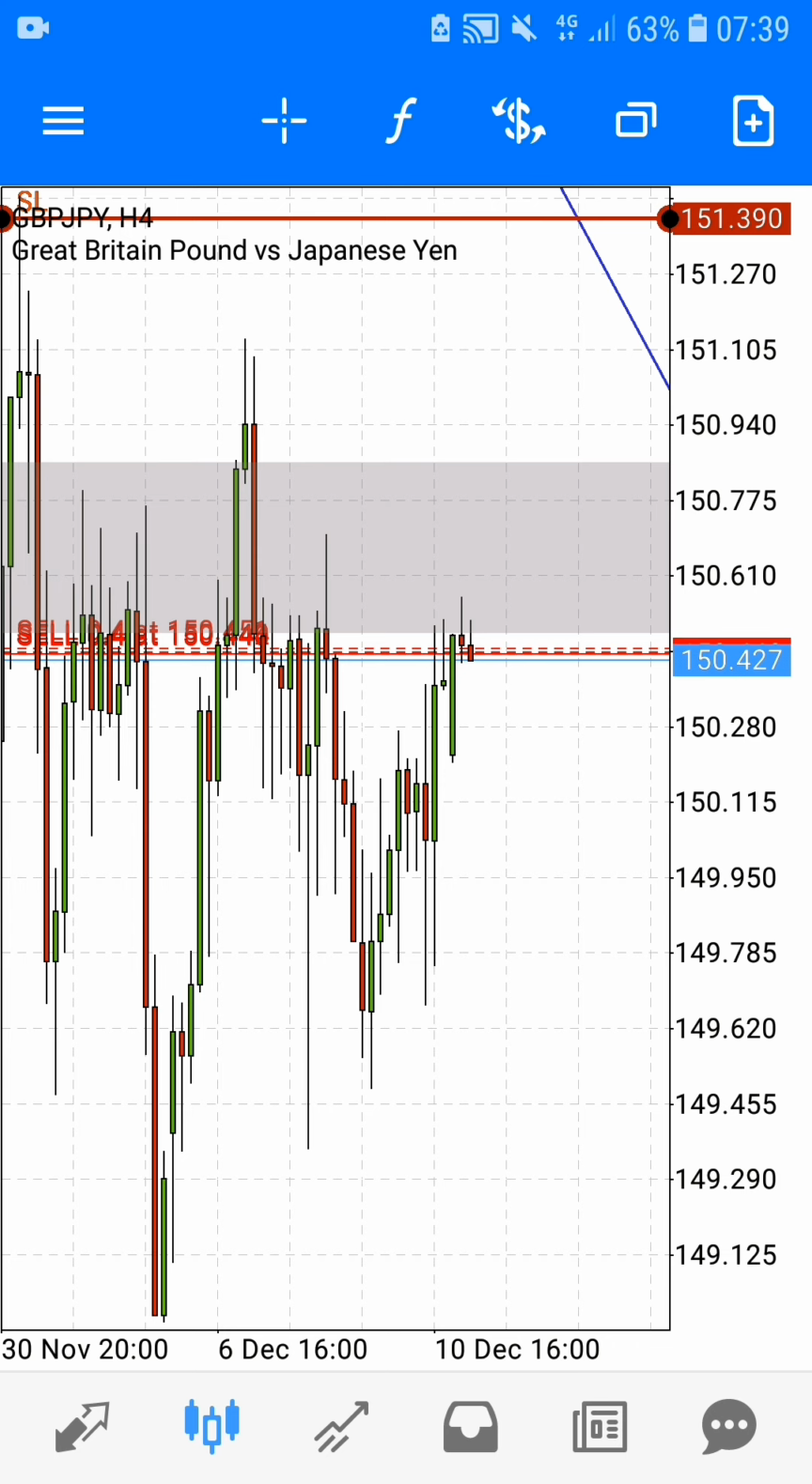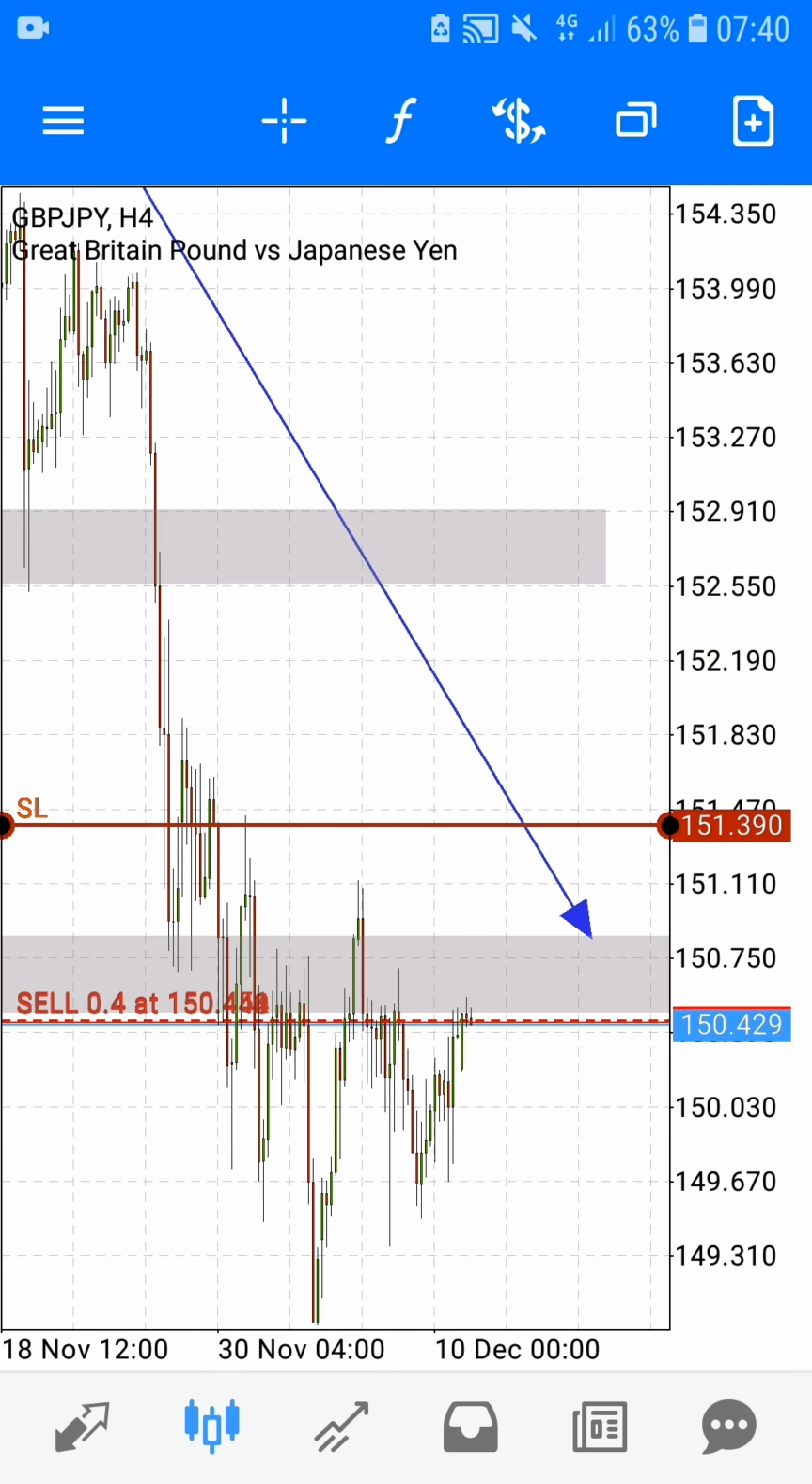Now, for the sake of those completely new to forex trading, please allow me to remind you how the market moves in a downtrend.